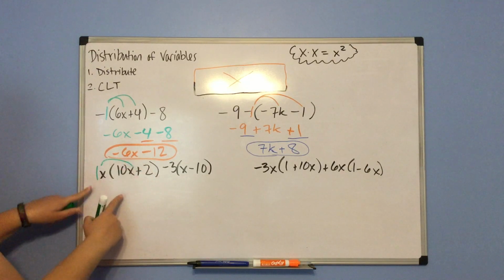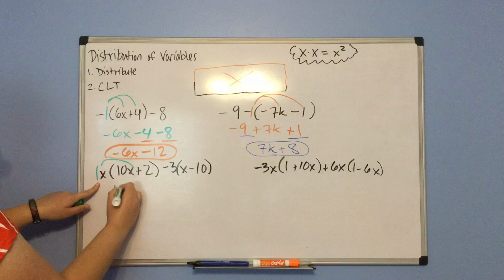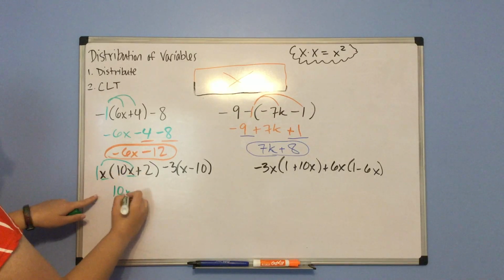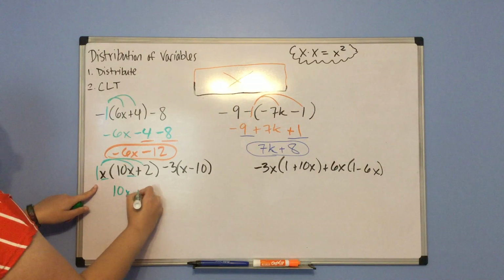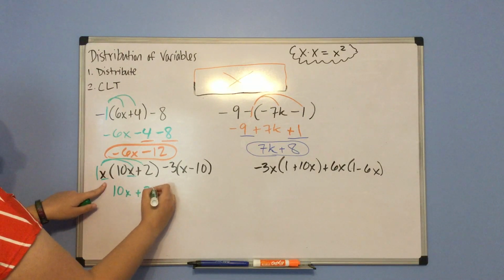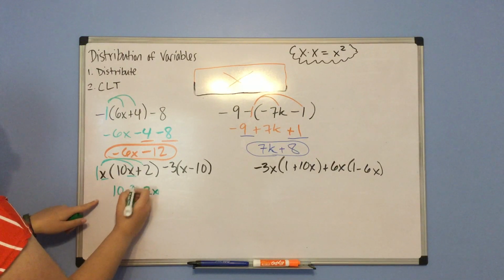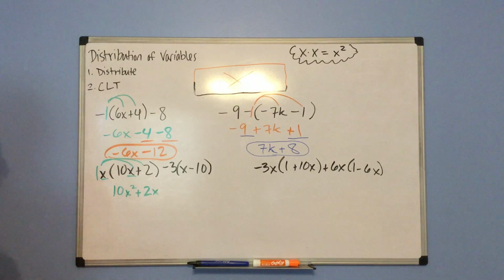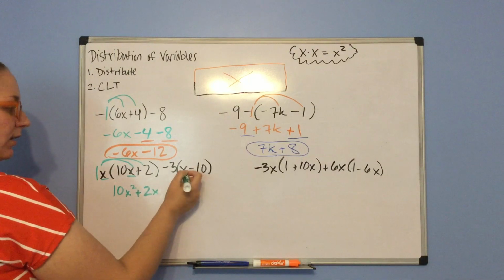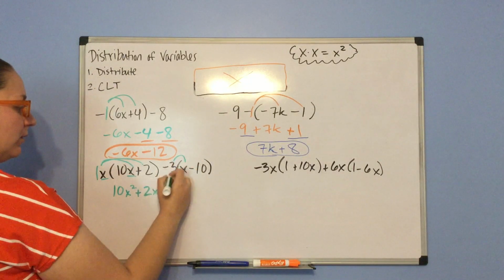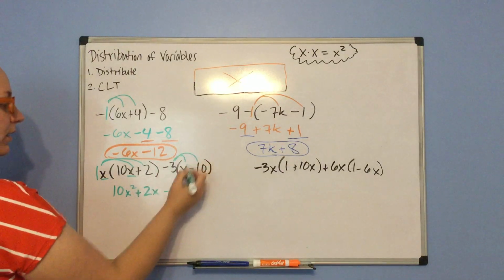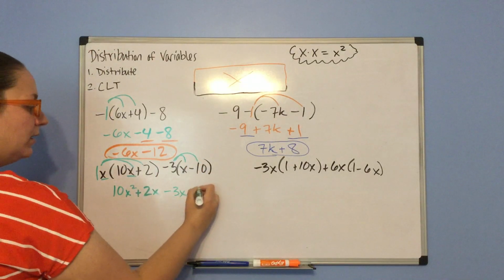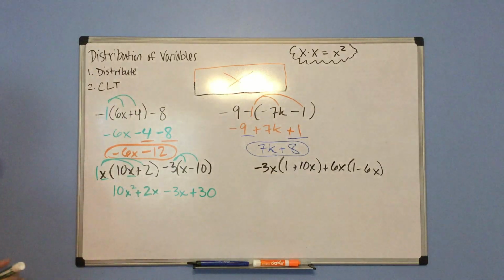1x times 10x. 1 times 10 is 10. X times x is x squared. 1x times 2. 1 times 2 is 2. There's only one x there. I forgot to write my x squared back there. Sorry about that. So that should be 2x. Over here, we're just distributing -3. -3 times x is -3x. -3 times -10 is positive 30.